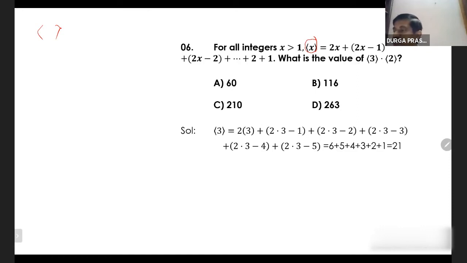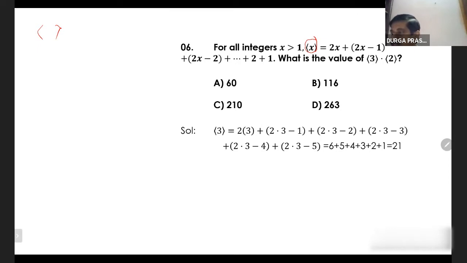So what is the value of 3 into 2? I don't know what this bracket means exactly. There is no such standard thing. So this is generalized, otherwise the problem is only connected to this problem. Now if I look at this, I should start from 1 and add up to 6, according to this formula.